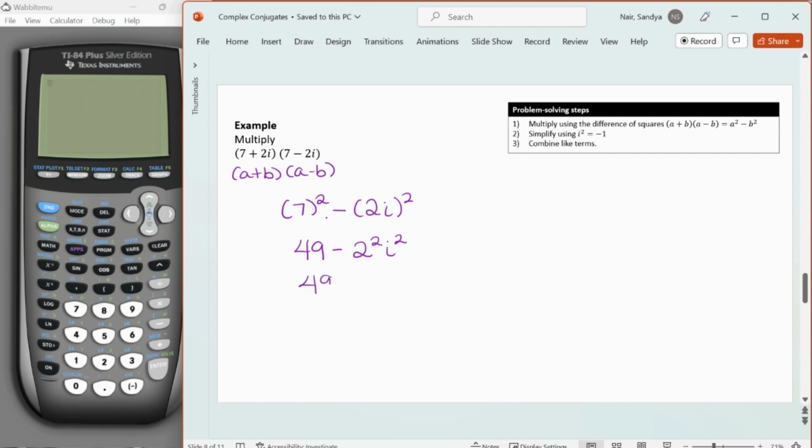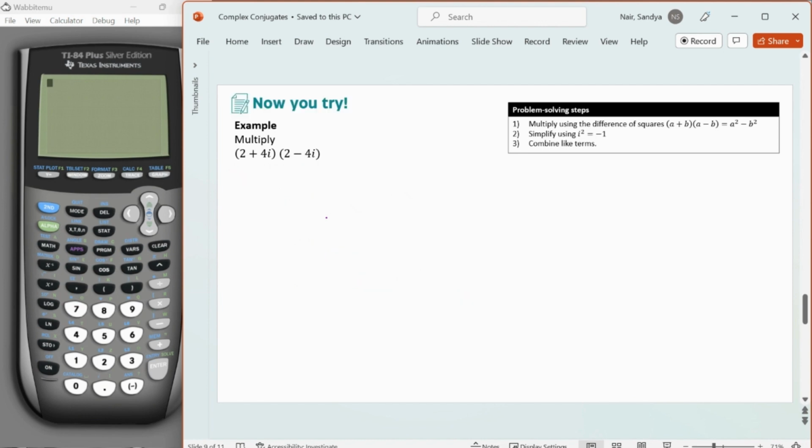So we have 49 minus 4 times i squared, which is negative 1. So we have 49 minus negative 4. Minus negative becomes plus, so we have 49 plus 4, which is 53. Now you can go ahead and pause the video and try doing this example on your own.